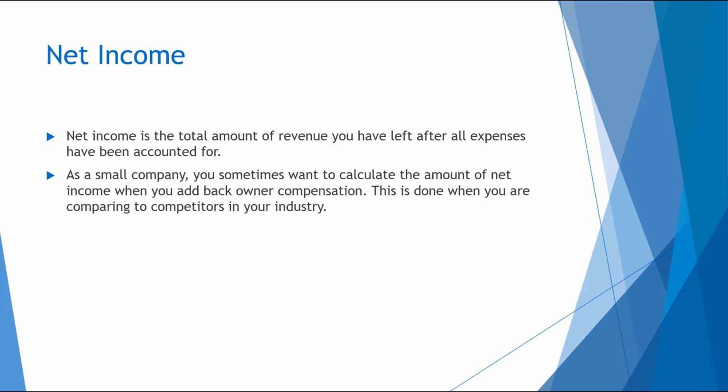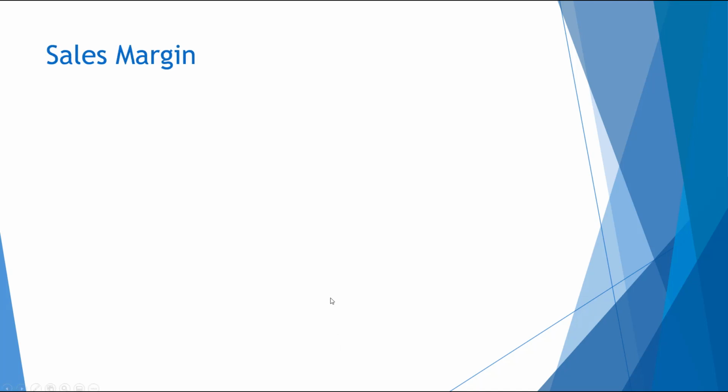And as a small company, sometimes you want to calculate net income and add back your owner's compensation. So if you're paying yourself a salary, usually you want to add that back to your net income number when you're comparing to your competitors. Now don't do this when you're sending it to the bank. This is strictly for you to be able to analyze how you stack up to your competitors. So that's one of the things you want to keep in mind in that process.